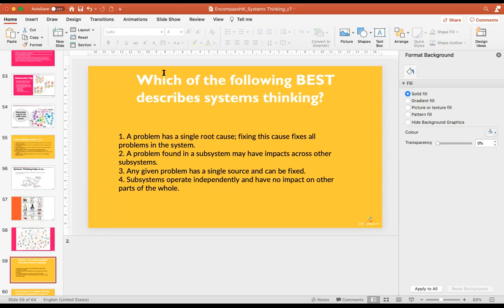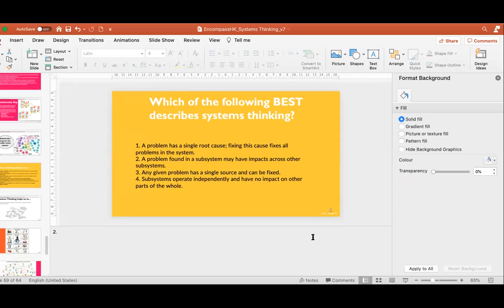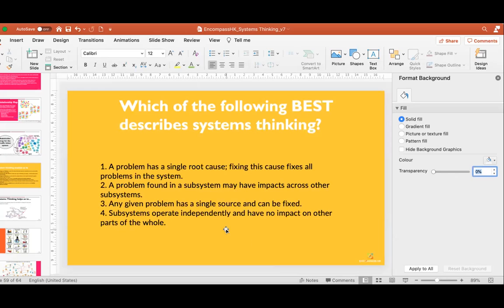So this is a question. Which of the following best describes system thinking? We have 4 answers here. I'm curious what you think, so you can put it in the chat. 2. Anybody have a different answer? So Party said 2. Okay, I think that's 2.